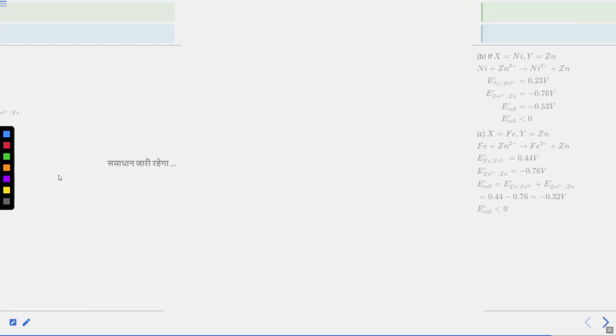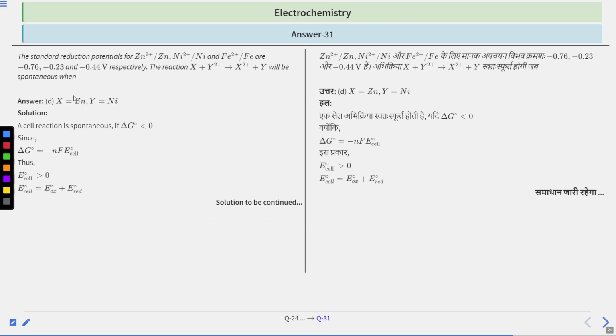And thus option D is the correct answer. If X is zinc and Y is nickel, then this reaction will be spontaneous. Okay, so option D is the correct answer for this question.